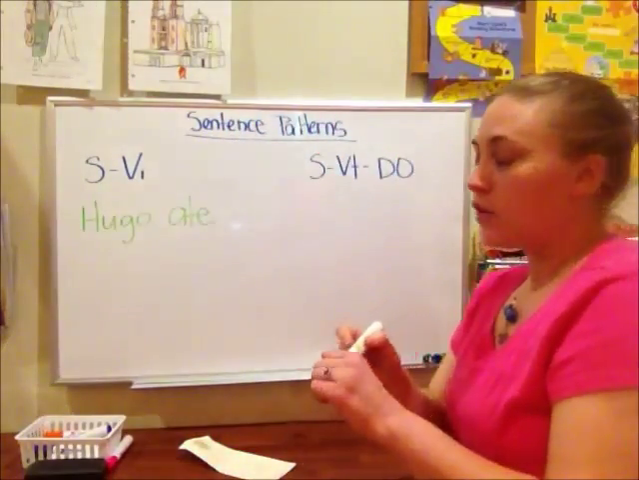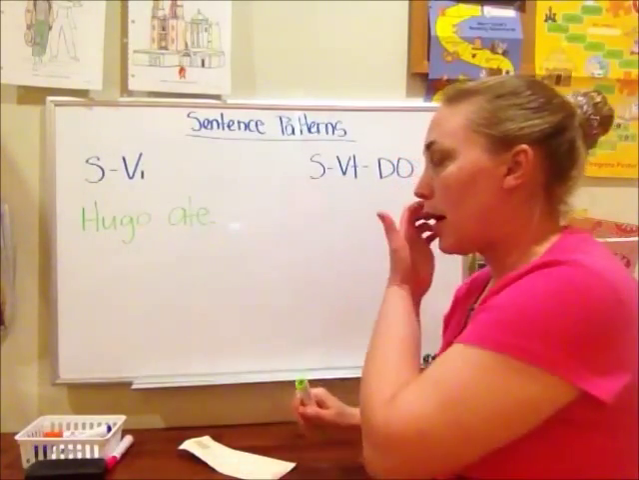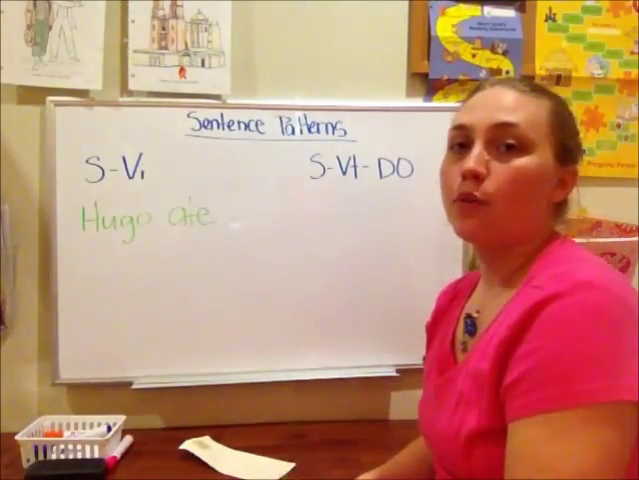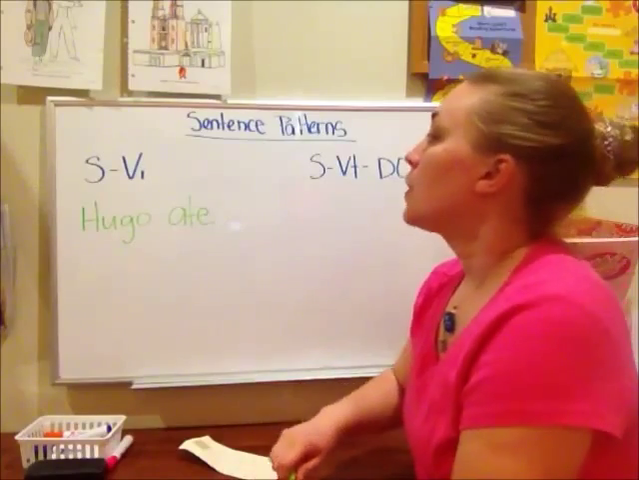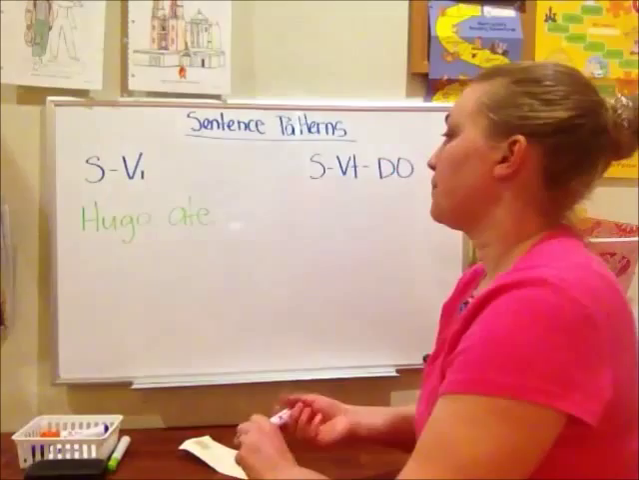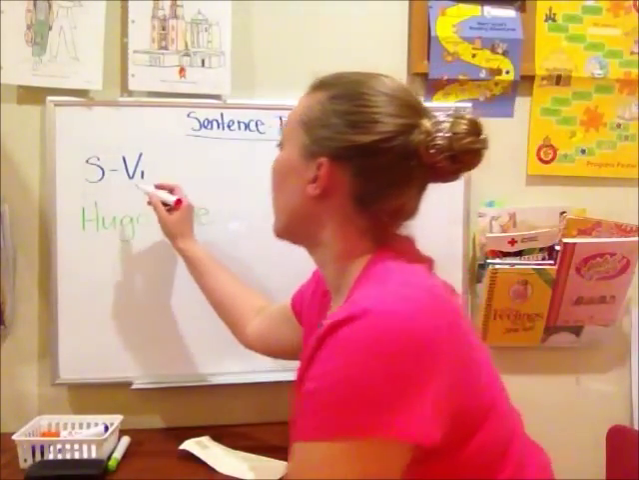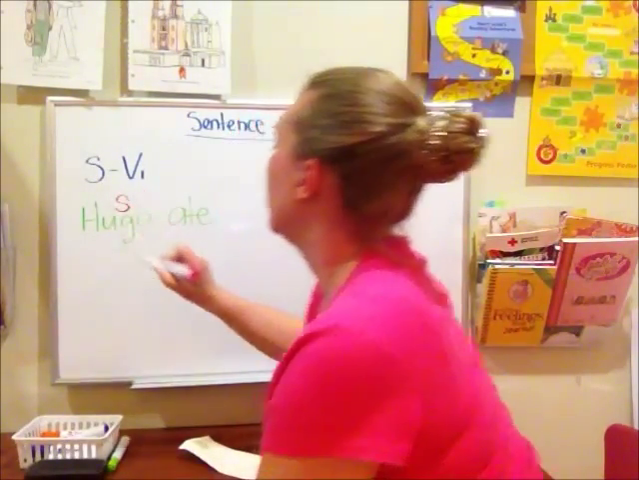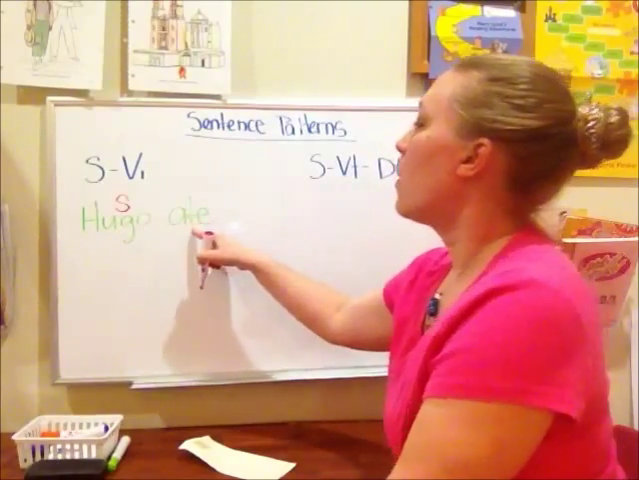Every sentence starts with a capital letter and ends with an end mark. Hugo ate is a complete thought. We know that the cat is eating. So what we're going to do is go back and parse our sentence. Hugo is the subject. What did Hugo do? Hugo ate.